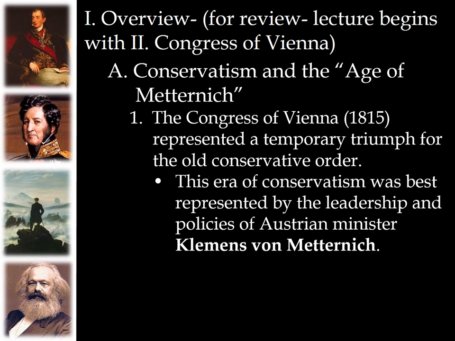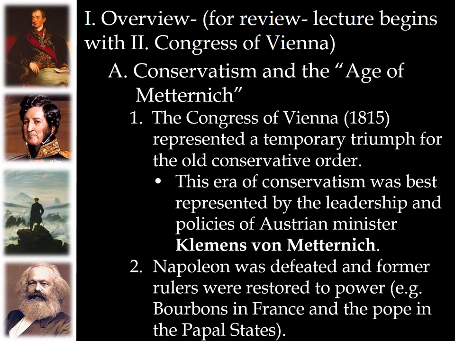We were introduced to him at the end of the Napoleonic lectures. He was the chief minister in Austria. Austria still had an emperor, but his right-hand man, if you will, was Clemens von Metternich. Napoleon had been defeated, and the former rulers had been restored to power in their respective countries. The Bourbons in France, of course, and the Pope in the Papal States are also included in that.